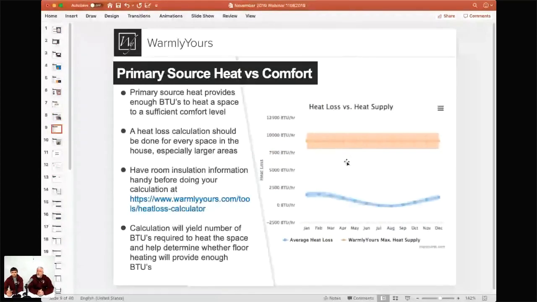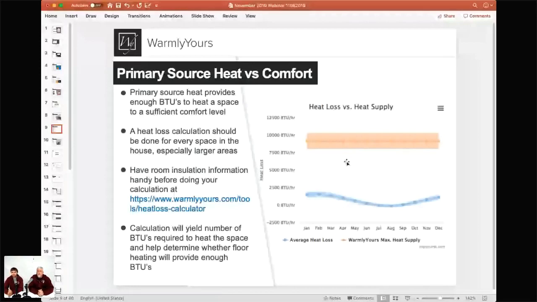So we get this question all the time. My room is 10 by 10. It's got an 8-foot ceiling. Can I use this as primary heat? We really don't have an answer for that, do we? Yeah, we're trying to be realistic, and we don't want to give a straight yes or no answer, because there are just way too many variables to properly answer that question.